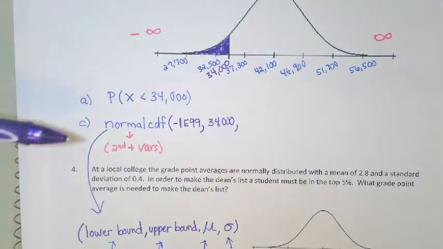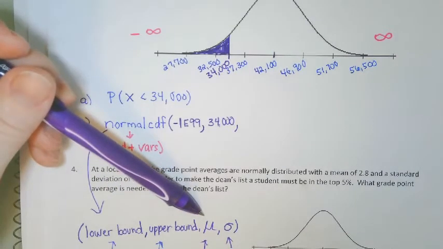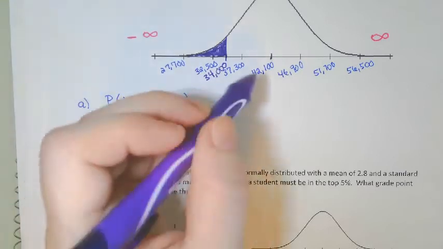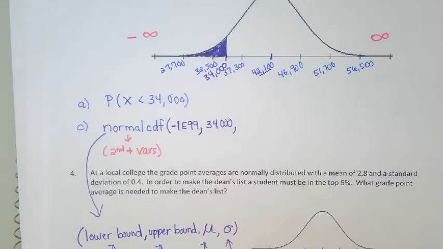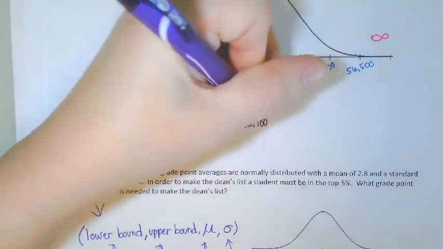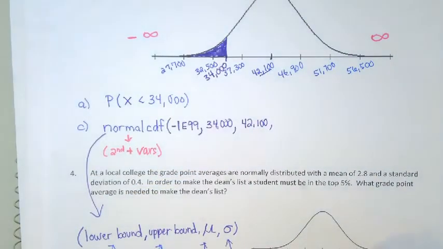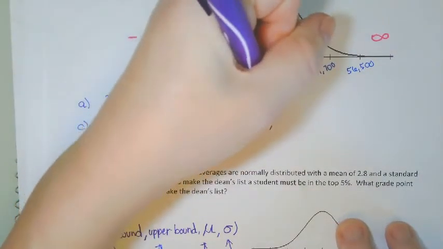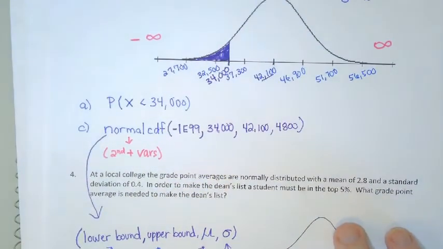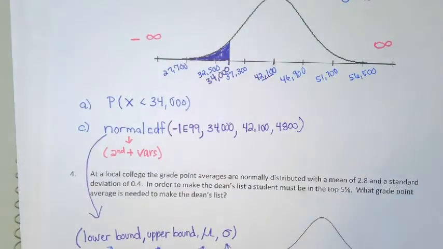Third value I need to write down is what mu, the population mean, is. So remember our mean here was 42,100. Fourth value, our standard deviation. So in this problem, the standard deviation was 4,800. So I'm going to clear my values real quick.